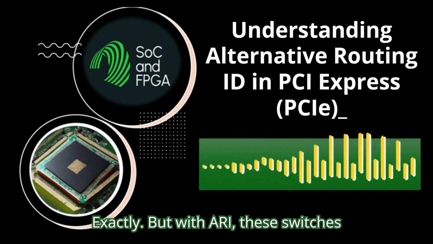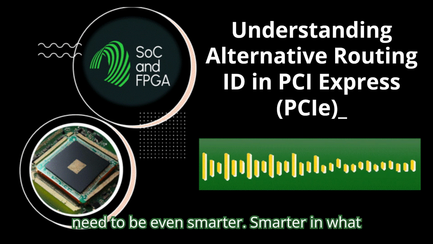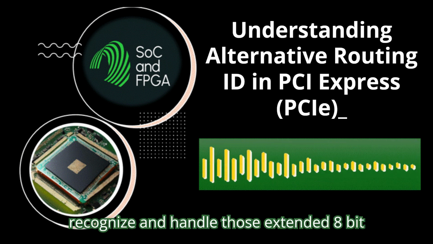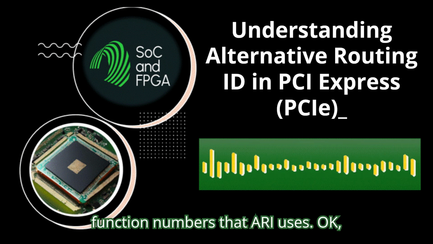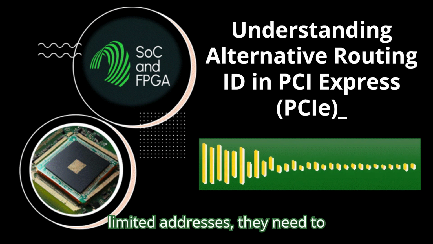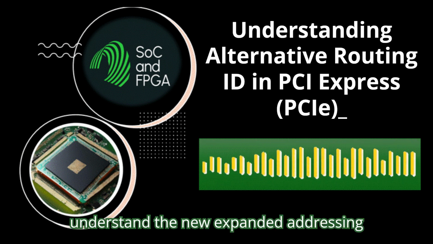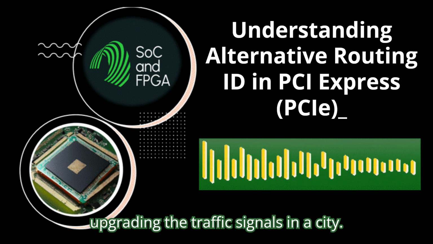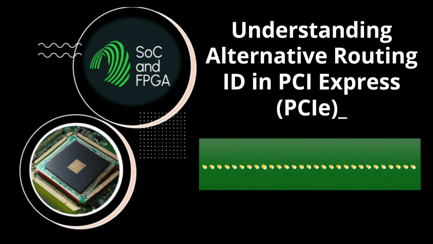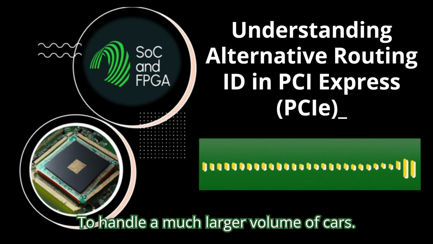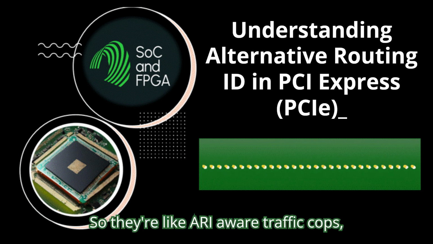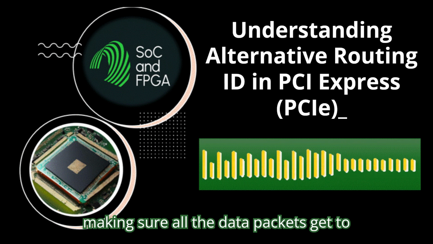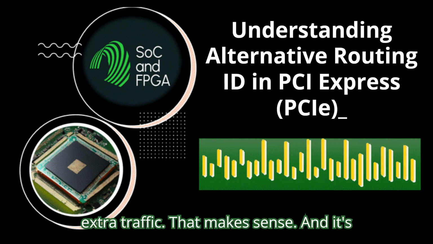Exactly. But with ARI, these switches need to be even smarter. Smarter in what way? They need to be able to recognize and handle those extended 8-bit function numbers that ARI uses. Instead of just looking at the old limited addresses, they need to understand the new expanded addressing scheme that ARI introduces. It's like upgrading the traffic signals in a city to handle a much larger volume of cars. So they're like ARI-aware traffic cops, making sure all the data packets get to the right destination, even with all the extra traffic. That makes sense.